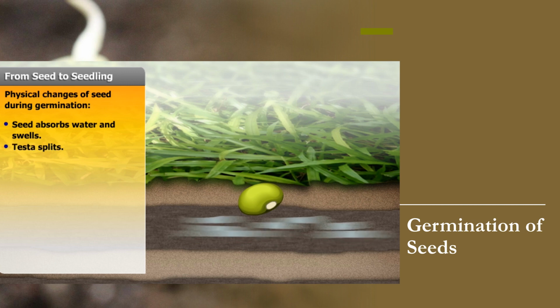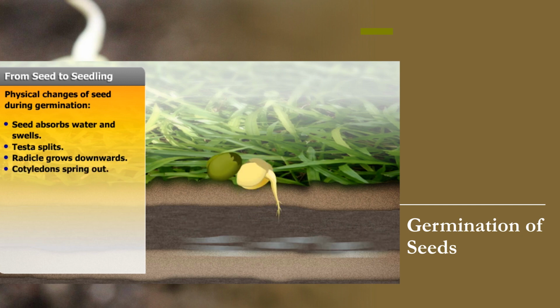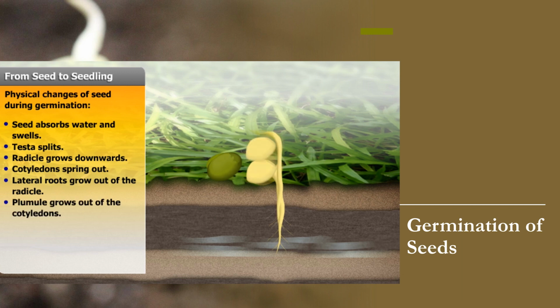Then, the testa splits open. The radicle comes out of the seed coat and grows downward. Next, the cotyledons spring out of the soil and the starch in the cotyledon is used for growth. Lateral roots grow out of the radicle so that more water can be absorbed.